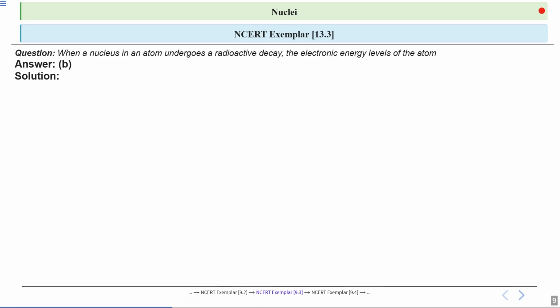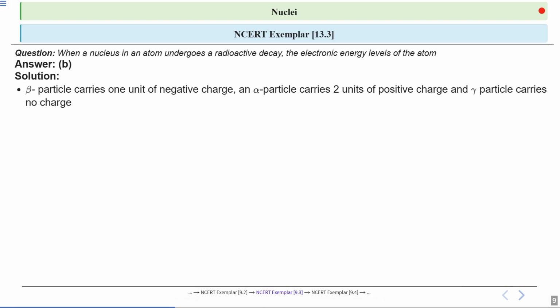So correct option is B here. Let's discuss the solution in detail. When a nucleus decays, it changes, affecting the atom's charge. A beta minus particle, that is electron, carries -1 charge. Alpha positive carries +2 and gamma has no charge.